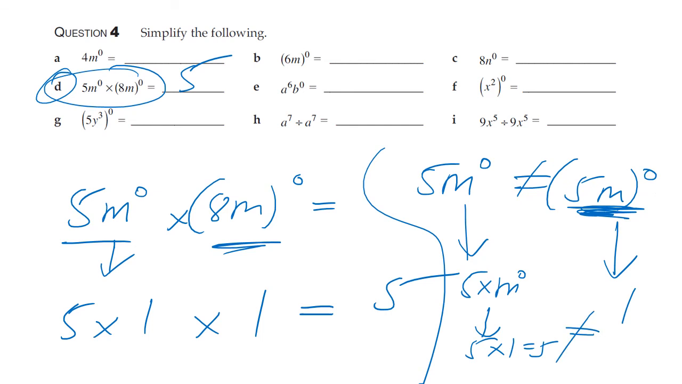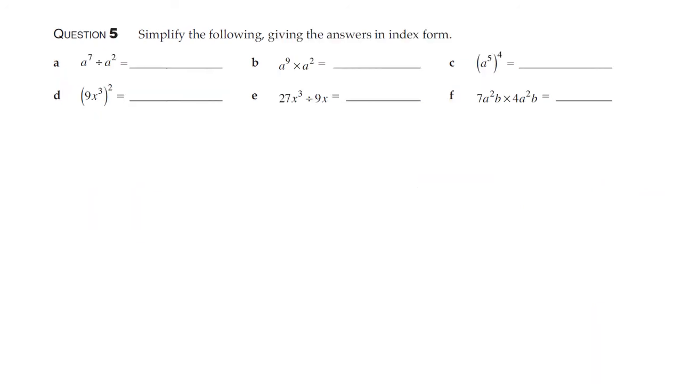5 is not equal to 1. So make sure you don't make that mistake. Try the other ones yourself. Alright, let's try, we might do 5f together. If we can do the hard ones, you should be able to do the easier ones. So let's try 5f.